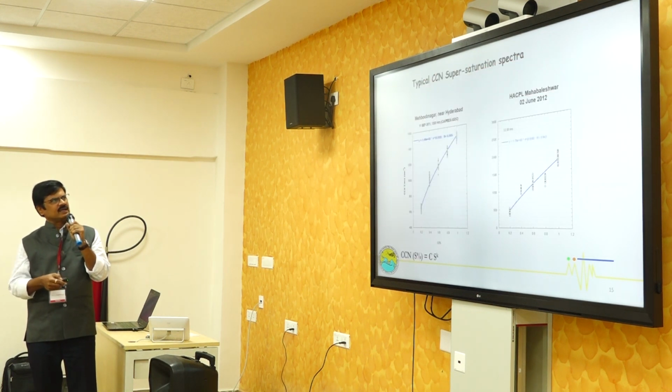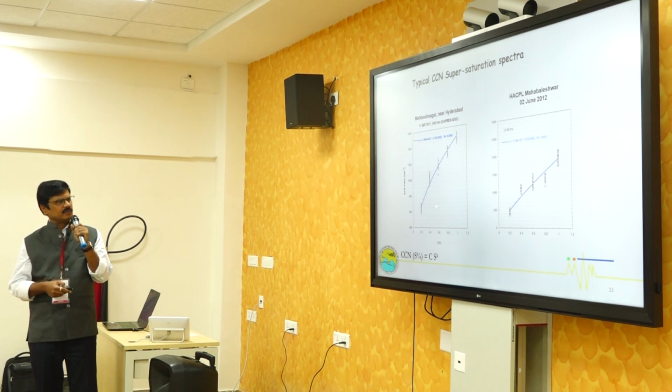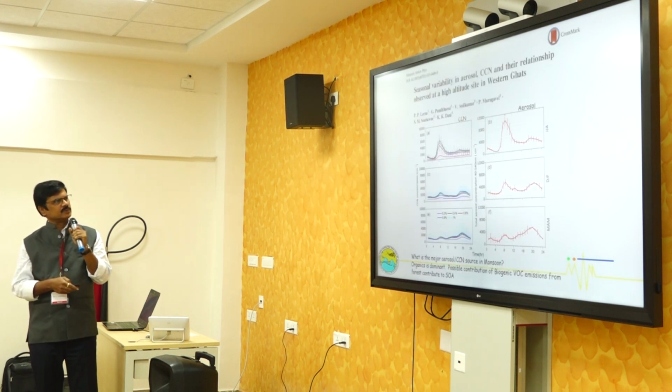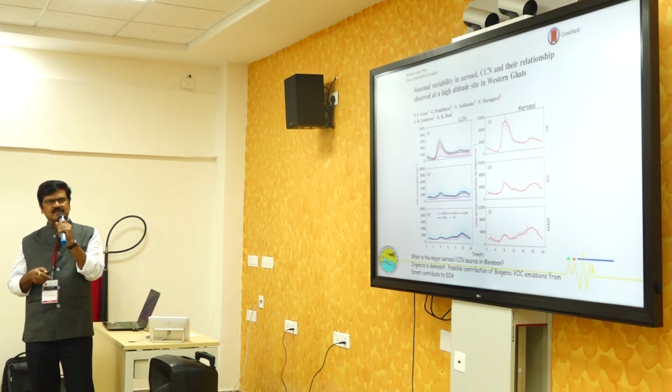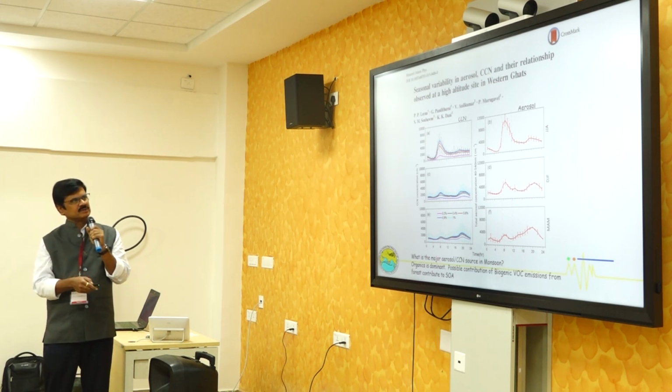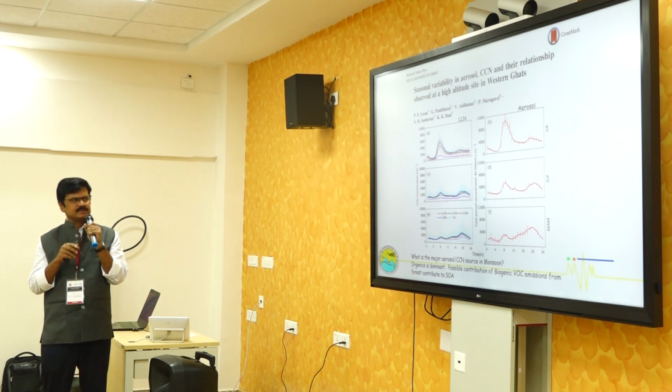So these are some typical CCN supersaturation spectra observed at different places. You can see how it varies with the supersaturation. CCN activation depends both on particle size and chemical composition. Again, if you look at the diurnal variation, you will see different types of diurnal variation in different regions. In our region, the top panel is JJA, which is monsoon. The middle one is DJF, winter, and then pre-monsoon, March, April, May.